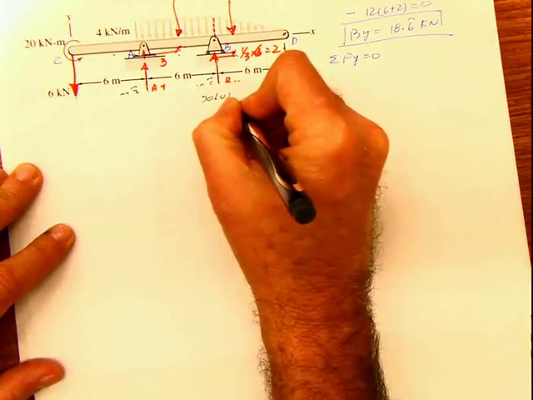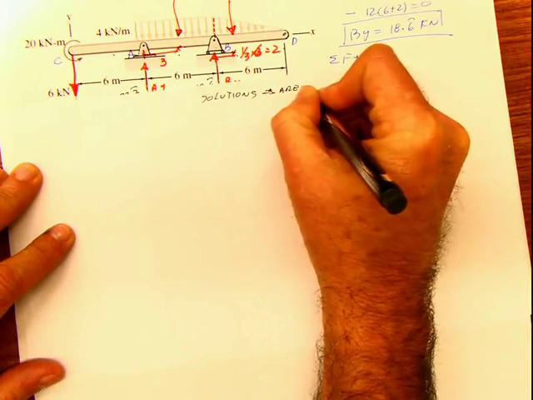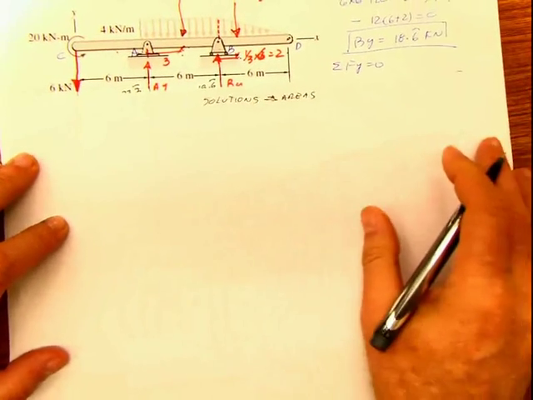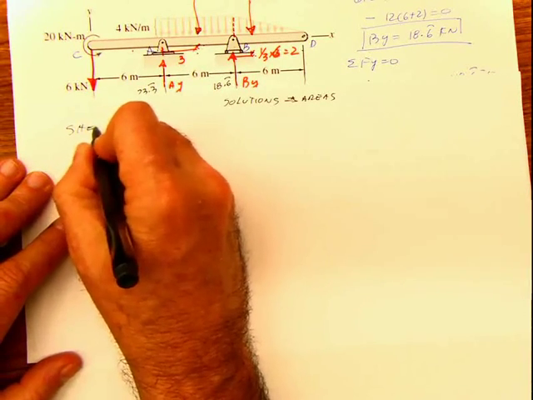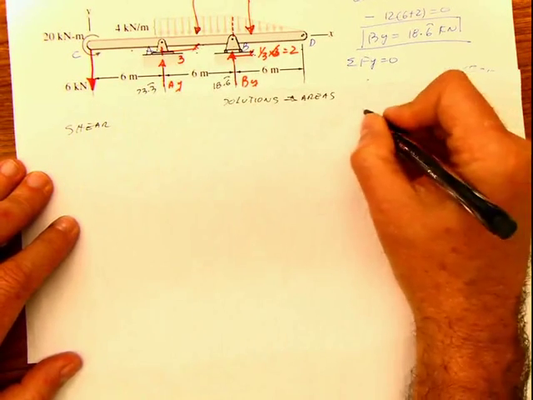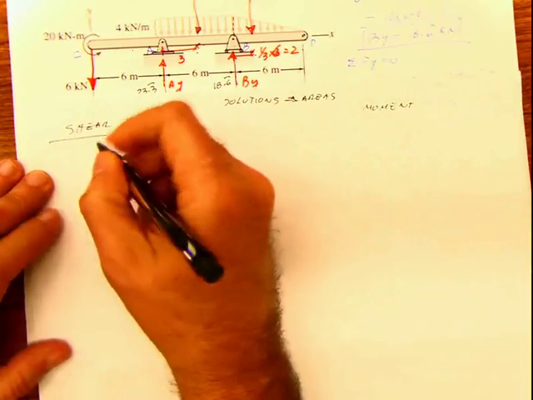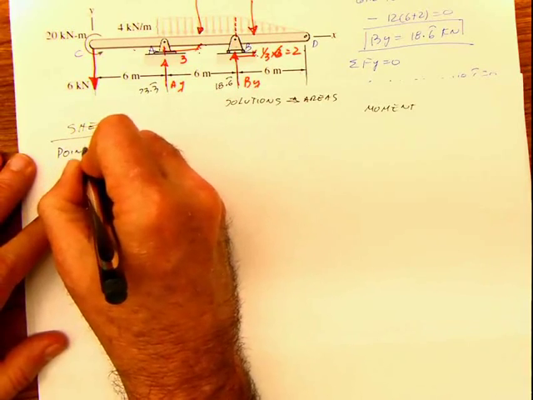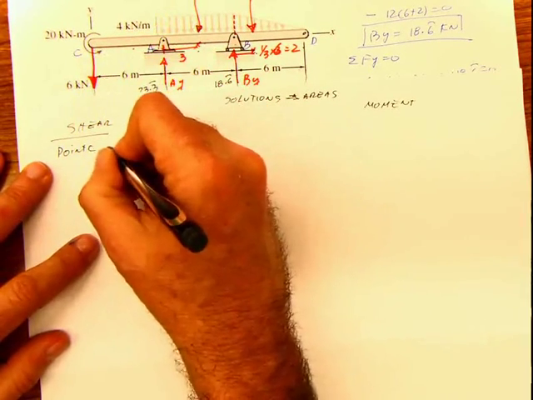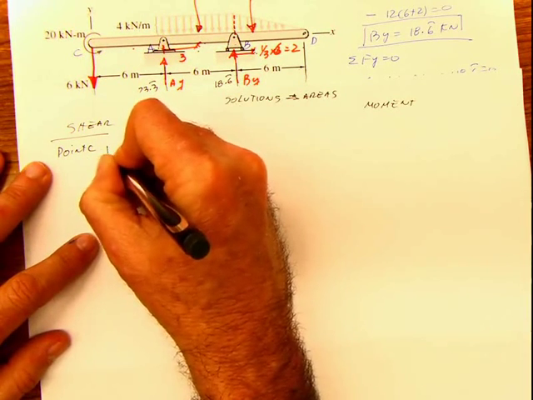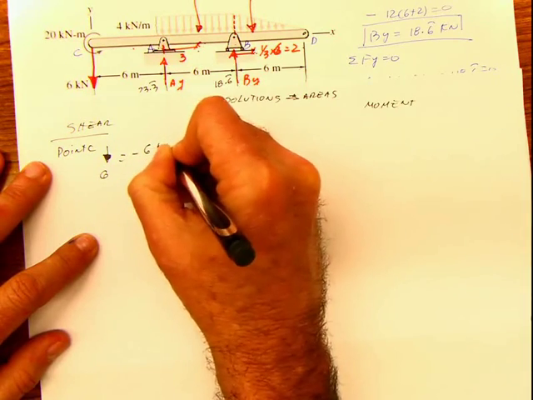Solutions, method of areas, and then I'm going to start the shear here and the moment here. Shear, point C. At the point C, the first thing that I see is a force coming down of 6. That means this is going to be negative 6 kilonewton.